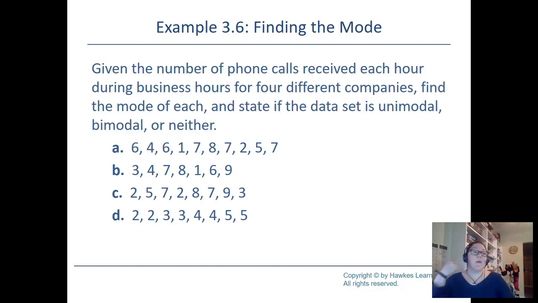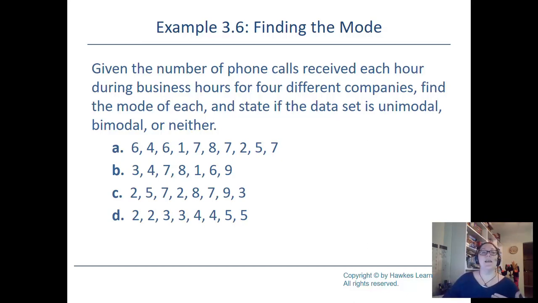Okay, so looking at B here, we have 3, 4, 7, 8, 1, 6, 9. Again, try to put them in order. Any of these, especially some of these B and C's, you'll notice they're not in order. D is already in order. It's 2, 2, 3, 3, 4, 4, 5, 5. If it's already in order, it makes it a little bit easier.